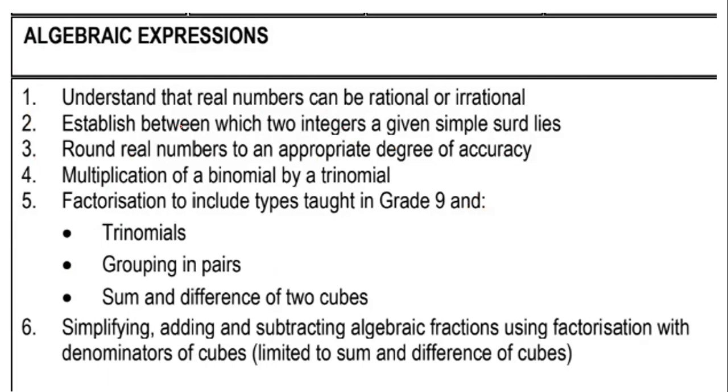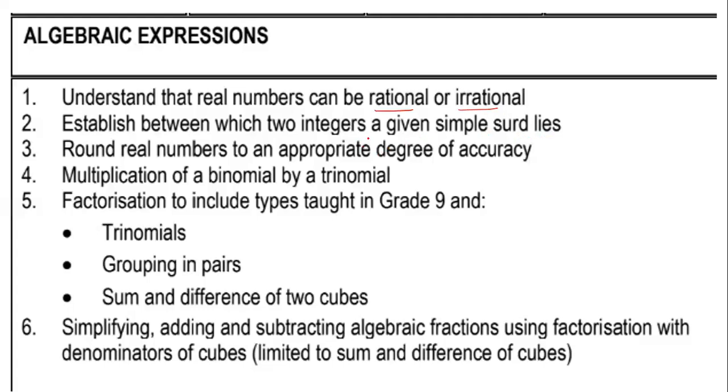All right. So now, what you are expected to understand in these six subtopics we're going to talk about is that real numbers can be rational or irrational, which I believe you did in the number systems in grade 9, but we'll try to revise what the number systems are and what numbers fall under number systems. That's what we're going to learn. And we need to establish between which two integers a given surd lies.